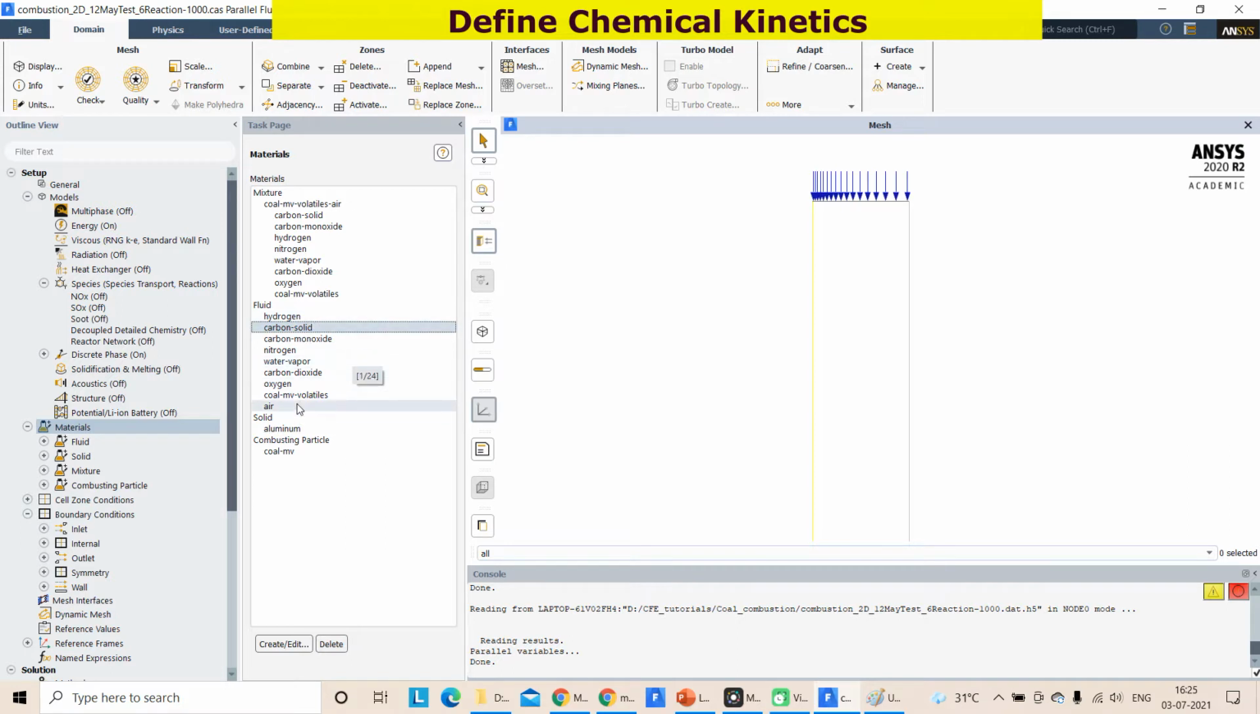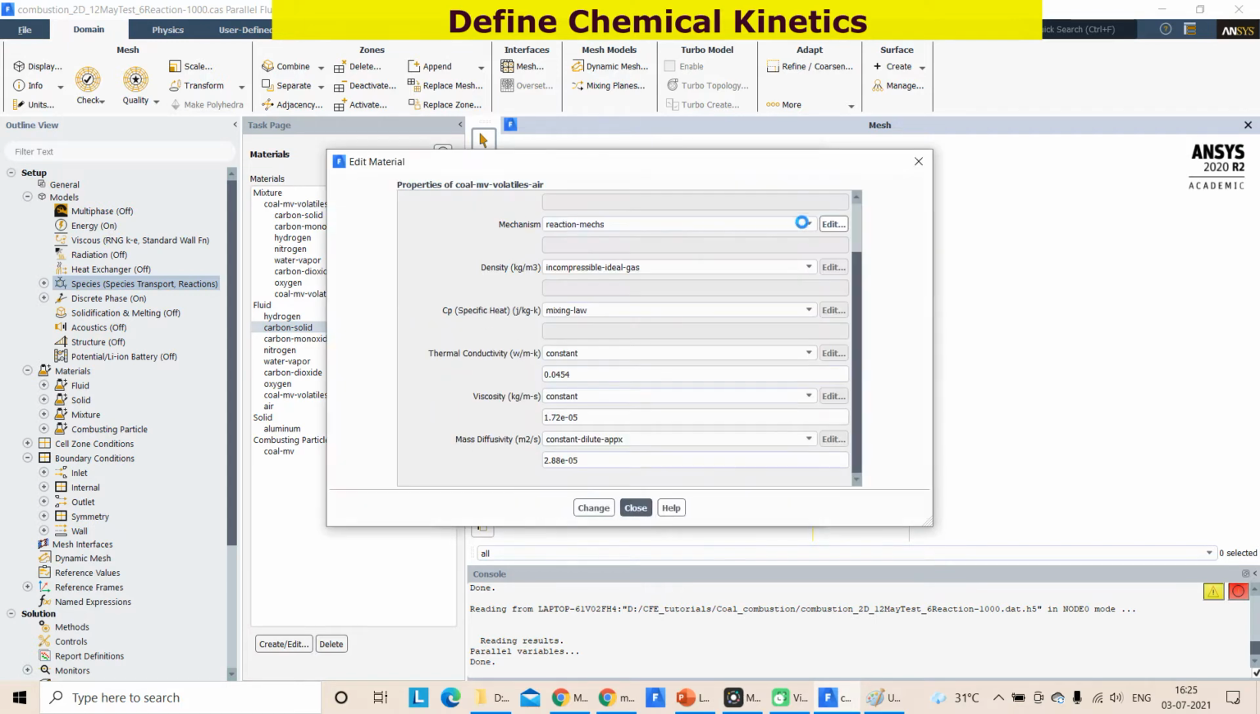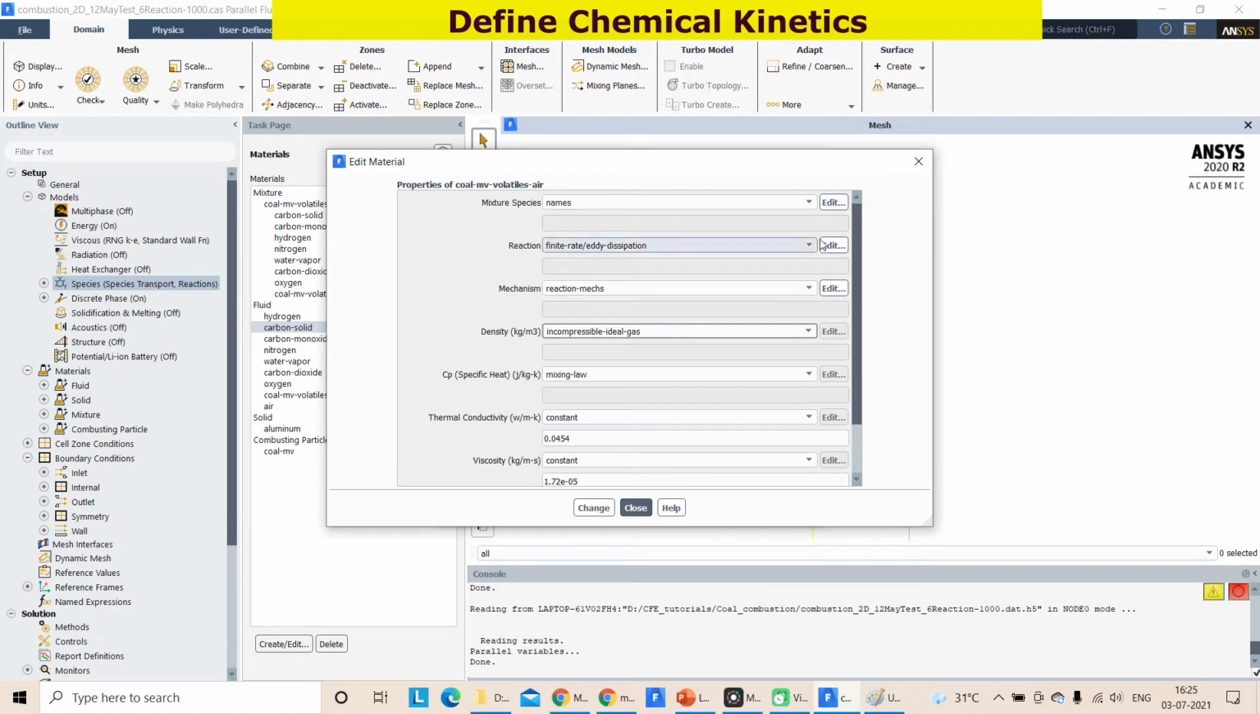And after selecting all these species, the next step is to select the reaction. Here, you have to select the reaction. We have selected the 7 species. How are we selecting species here? We have to go to this mixture species.